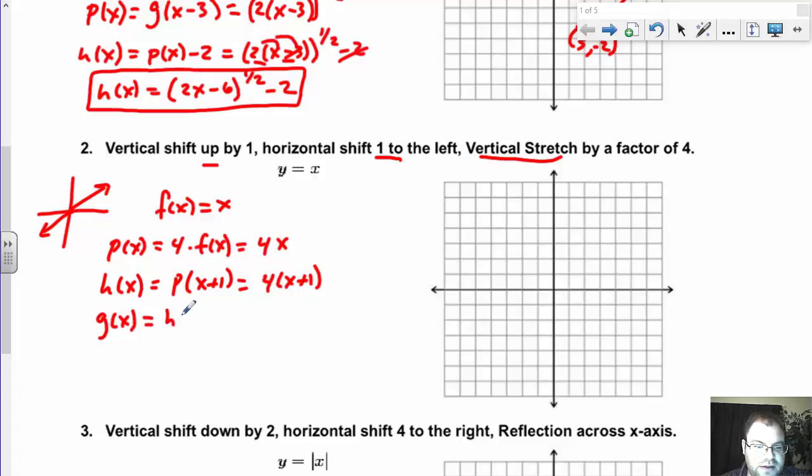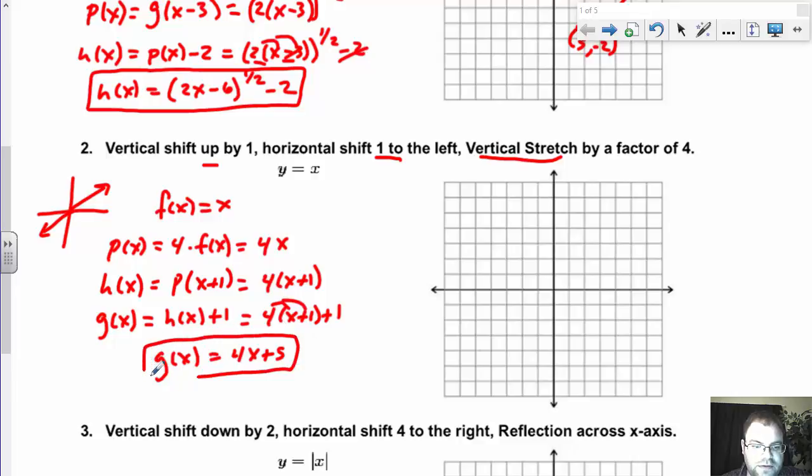Now the vertical shift up is the last transformation, so we'll call that one g of x. That's going to be equal to h of x plus 1. So what I have now, since h of x is 4 times x plus 1, I have 4 times x plus 1, plus 1. If I simplify that, and distribute this 4, g of x is in fact equal to 4x plus 5, because 4 times 1 is 4, plus 1 is 5. So this is actually the equation we're going to graph after all these transformations.